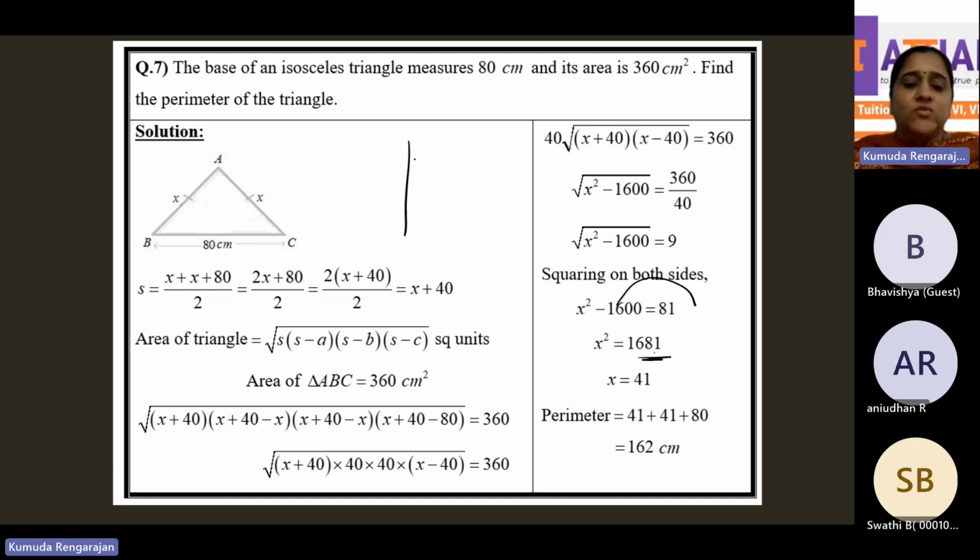So you should know how to find the square root by the long division method. I'll teach you now. Long division method square root. Some of you requested, so I'll teach you now. Okay, so x is equal to 41. So we found x. x is 41.